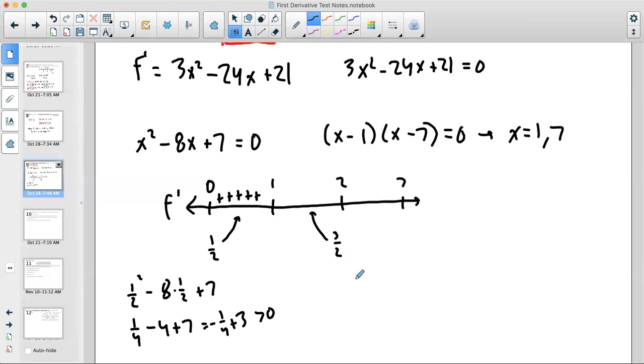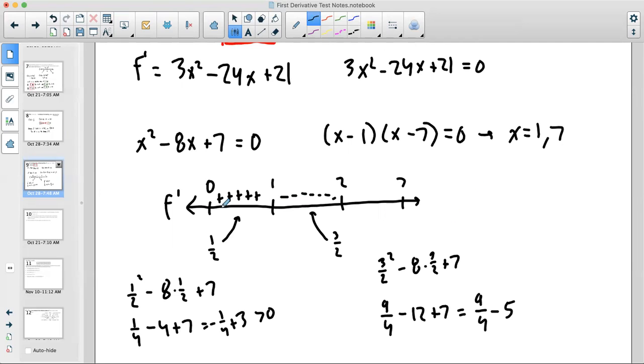I'm going to plug in 3/2, which might be a little less obvious, but we'll see what happens. 3/2 squared minus 8 times 3/2 plus 7. 3/2 squared is 9/4. 8 times 3/2 is 12. So this is 9/4 minus 5. I know that 5 is bigger than 9/4. 9/4 is just a little bigger than 2 because 8/4 is equal to 2. So we're talking something negative here. So it's going to be negative.